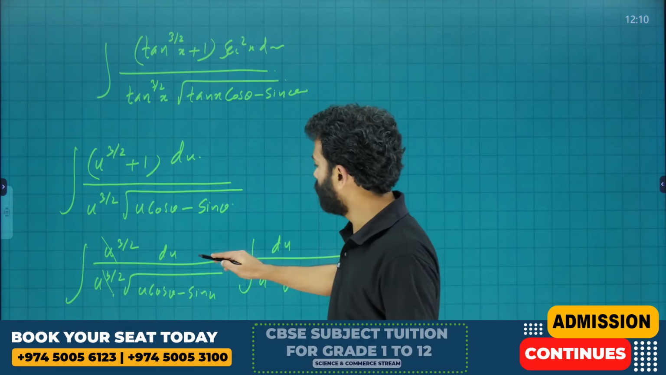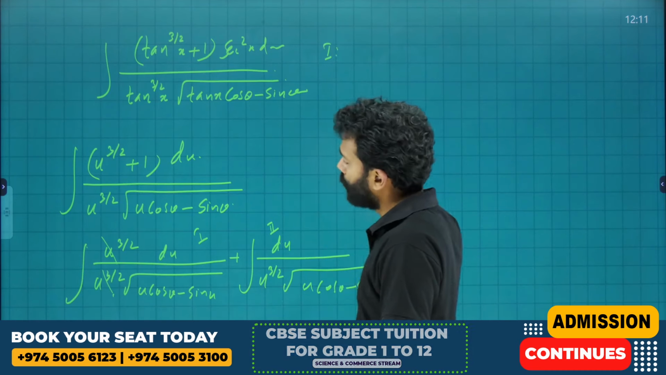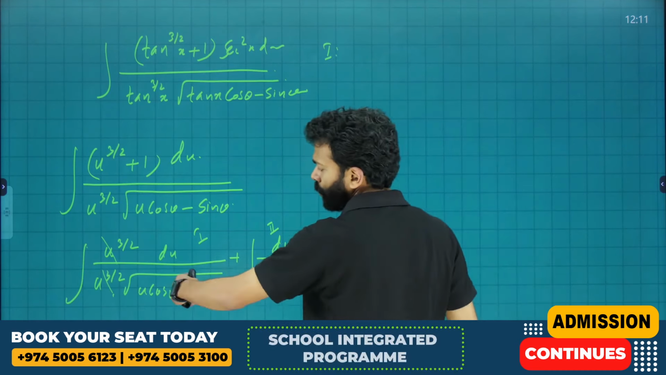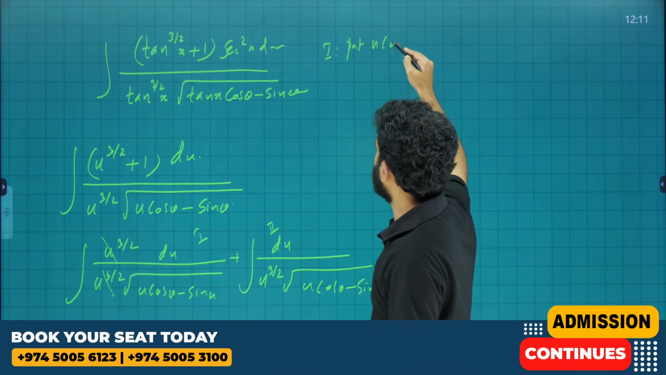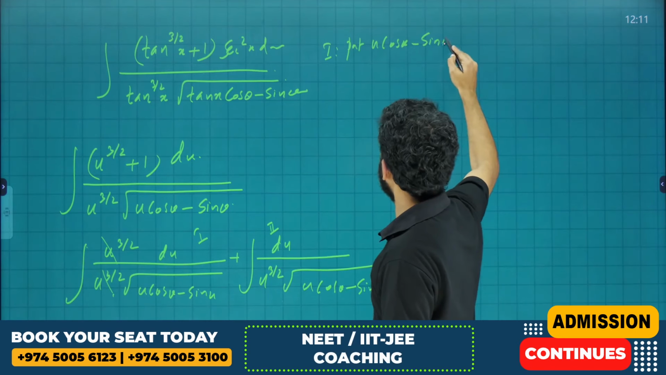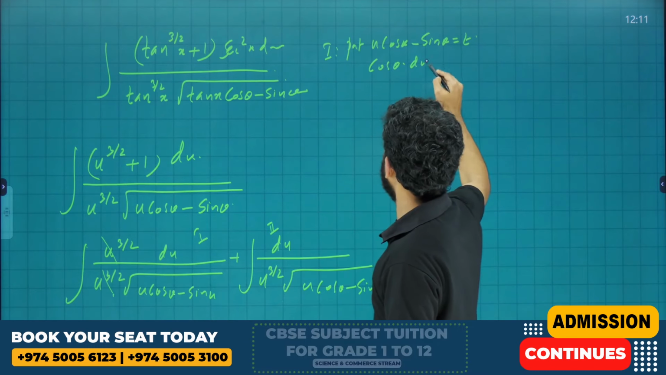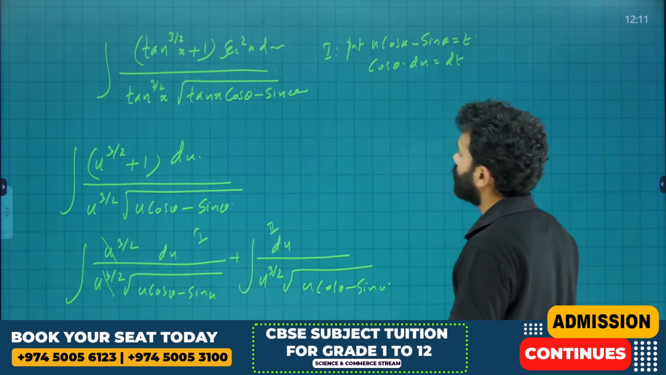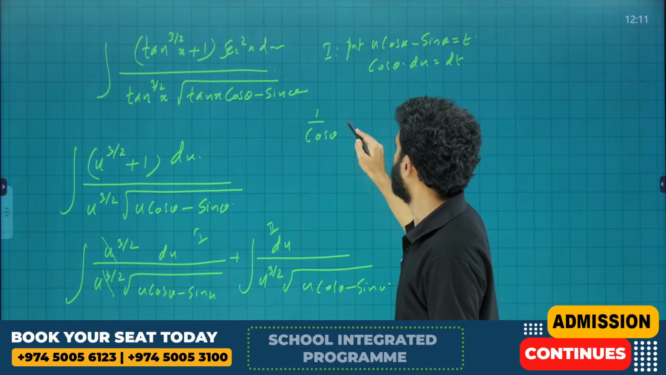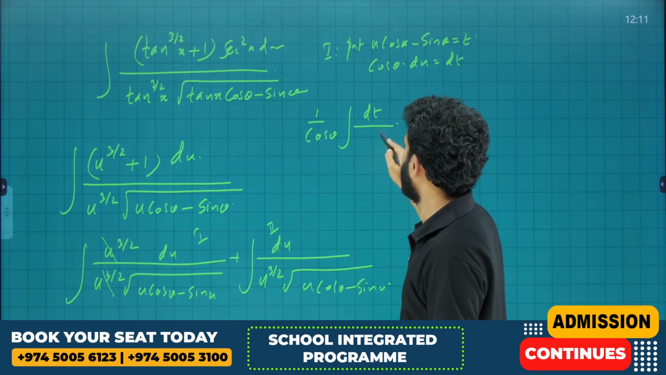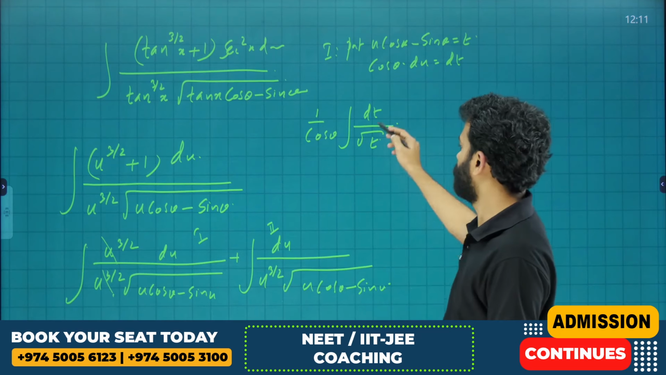Therefore, I'm taking it as part 1 and this is part 2. Part 1 I'm integrating now. Just substitute u cos theta minus sin theta equal to t. If you differentiate it, you will get cos theta du equal to dt. Therefore, du is equal to dt by cos theta. Therefore, it will be 1 by cos theta into dt divided by root t. And what is dt divided by root t? That is t raised to minus 1 by 2.